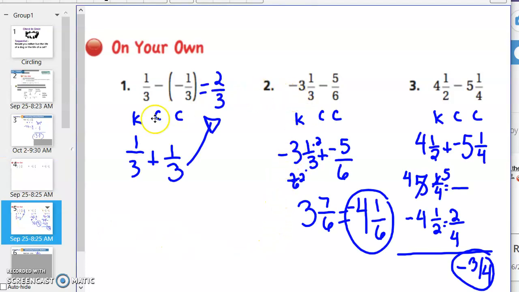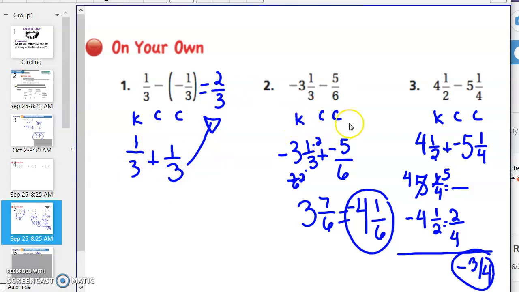All right, to check each of these, remember keep, change, change. So I keep 1/3 the same, change the minus sign to a plus, and the opposite of negative 1/3 is positive 1/3. And then 1/3 plus 1/3 has same signs, so I add and keep the same sign, which gives me the answer of 2/3.